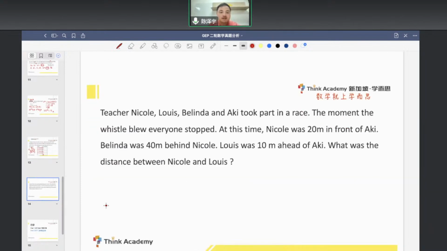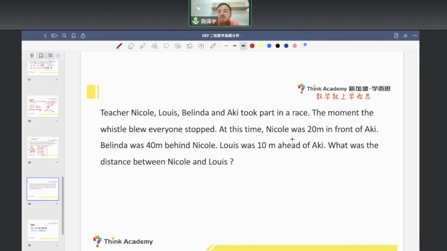Okay, then next, let's move on to the next question. Nico, Luis, Belinda, and Aki took part in a race. The moment the whistle blows, everyone stops. This one is a bit unusual from our normal competition. It's when the whistle blows, they stop. Normally, when the whistle blows, we run.